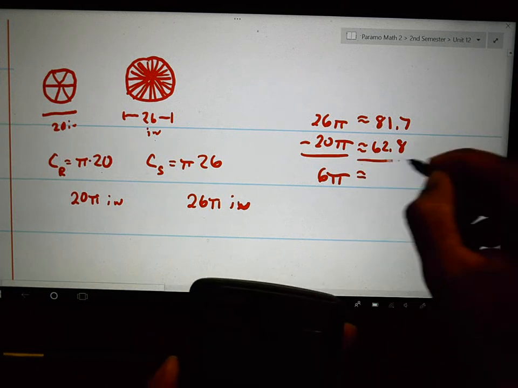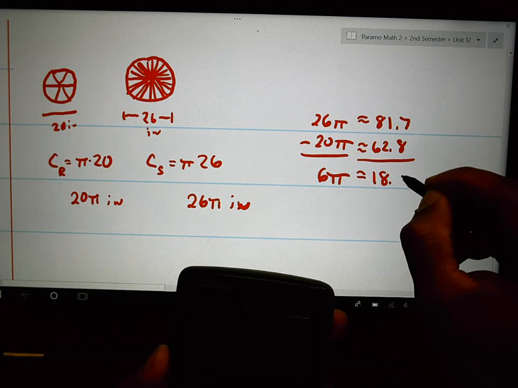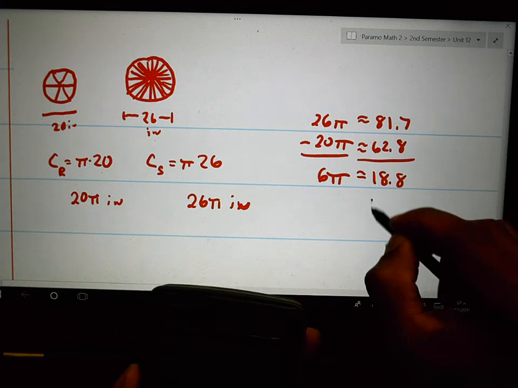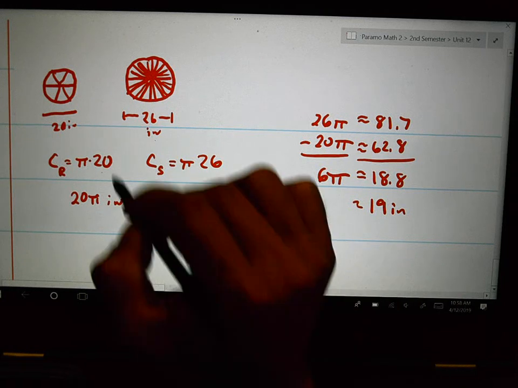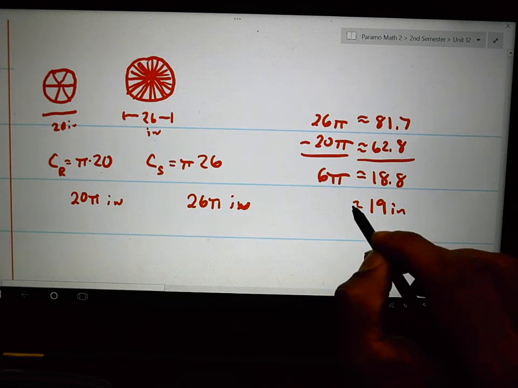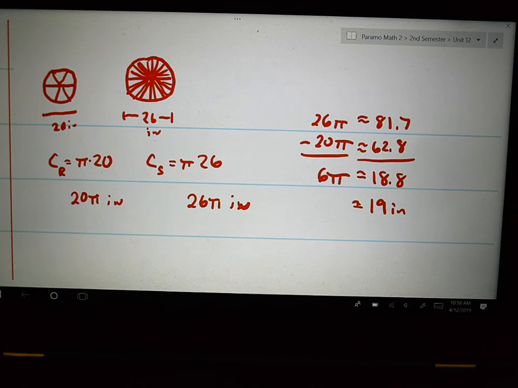And if I subtract those two things, it really means 18.8, which rounds to about 19 inches. That means that this bike, every time it goes around, it's going to go around 19 inches farther than the little tiny bike. Just so you know, that's our answer. That's where I'm going to stop your notes.